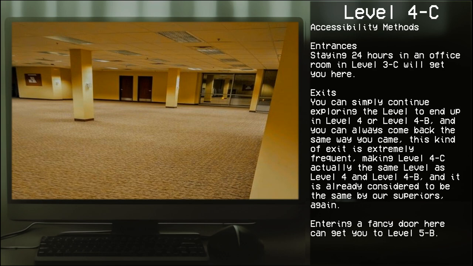This kind of exit is extremely frequent, making Level 4C actually the same level as Level 4 and Level 4B, and it is already considered to be the same by our superiors. Again, entering a fancy door here can get you to Level 5B.